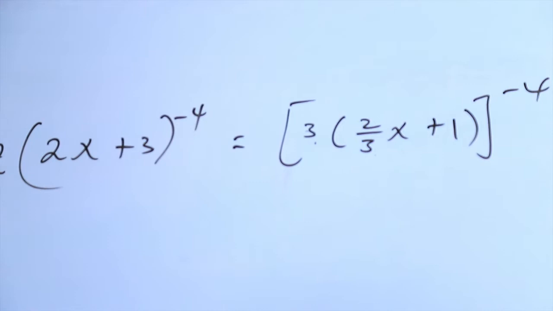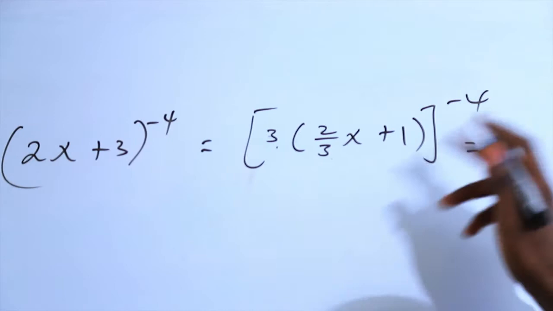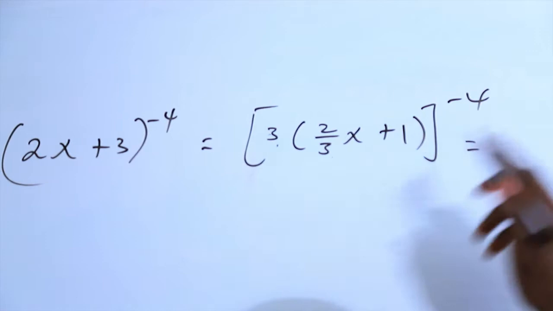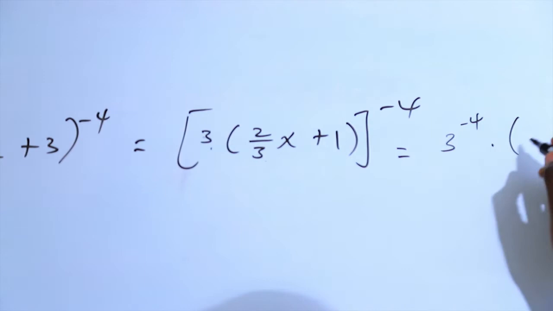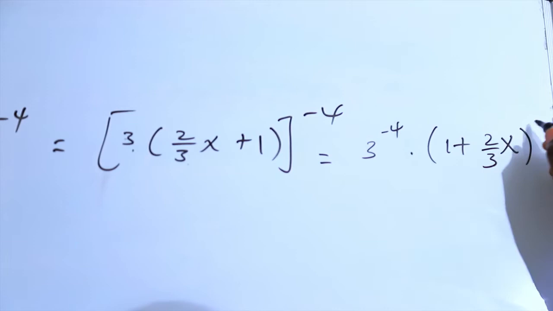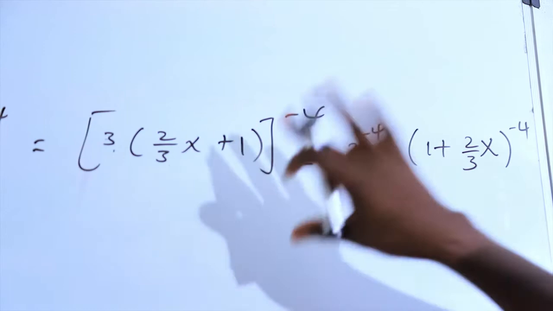So this is exactly equal to the formula: 3 times this expression, the power of minus 4. Here we can say 3 to the power of minus 4 times 2 over 3x plus 1. We can apply the formula directly, which we can say 1 plus 2 over 3x, the power of minus 4. Nothing is done here, simply 2 over 3x plus 1; addition is commutative, so 1 plus 2 over 3x, the power of minus 4.